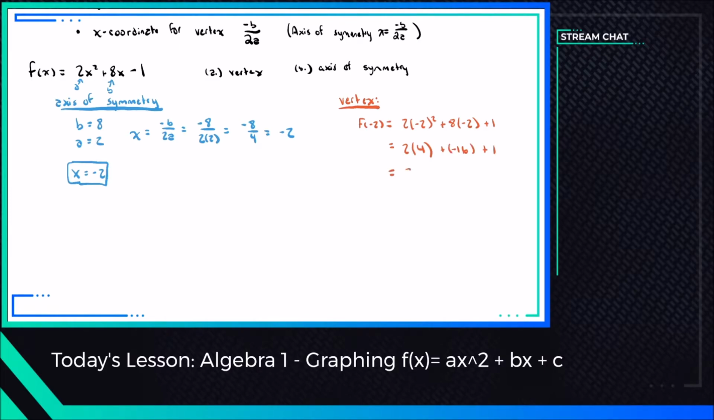2 times 4 is equal to 8. That's going to be a negative 16 minus 1. Oops, I did this when I wrote the notes too. Notice we have a negative 1 here. That needs to be a negative 1 all the way down. I just copied down the problem wrong. 8 minus 16 is negative 8. Minus 1 is equal to negative 9. That's our y value. So our vertex is our x and our y combined: negative 2, negative 9.